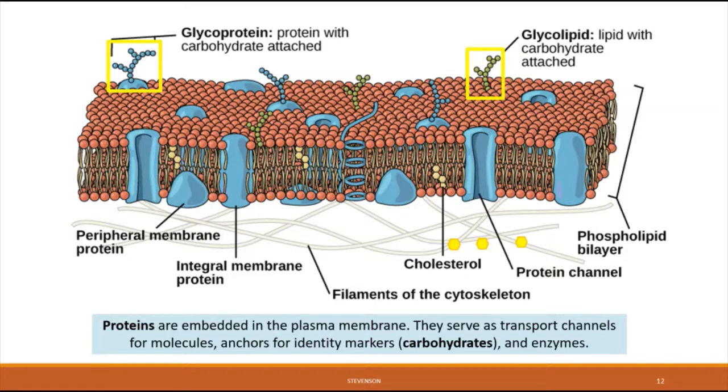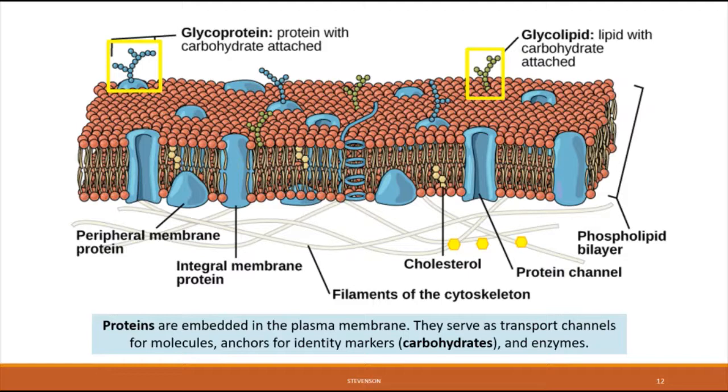The cell constantly holds these identity marker molecules out on its surface so that other cells can recognize it and determine whether it is friend or foe. And proteins can serve as anchors for these molecules to stick out off the surface of the cell.